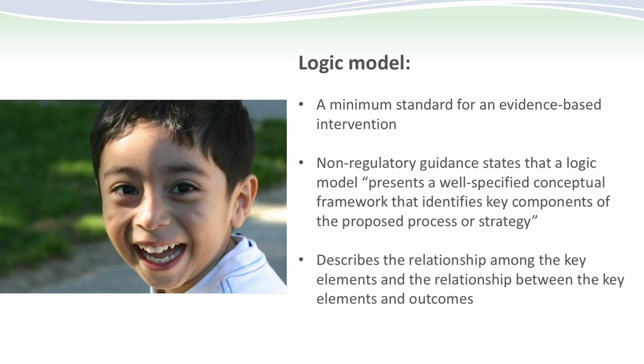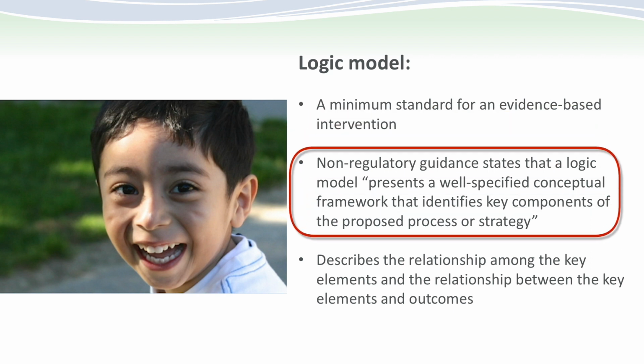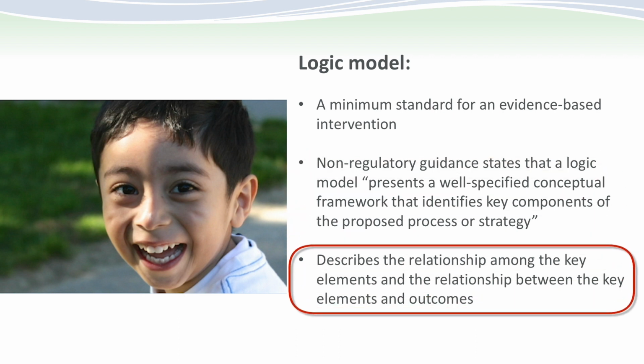According to ESSA, the minimum standard for an evidence-based intervention is that it should be represented by a logic model, by a rationale, which is defined in the non-regulatory guidance as presenting a well-specified conceptual framework that identifies key components of the proposed process or strategy. So what are the key elements of it? And it describes the relationship among the key elements and the relationship between the key elements and outcomes.